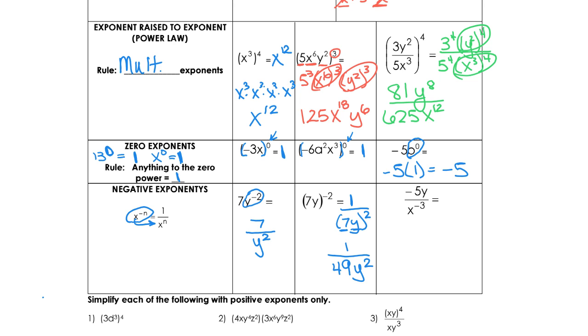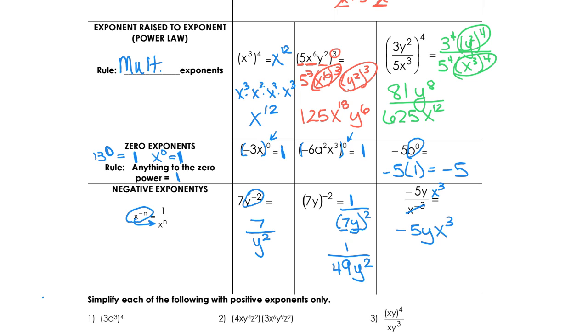All right, last one. What happens if you have a negative exponent and you're already downstairs? Well, then you're going to come upstairs, into the numerator. And so on the top, there are no negative exponents, and so that's going to stay negative 5y. But this is going to come upstairs and become a positive exponent, so x cubed.